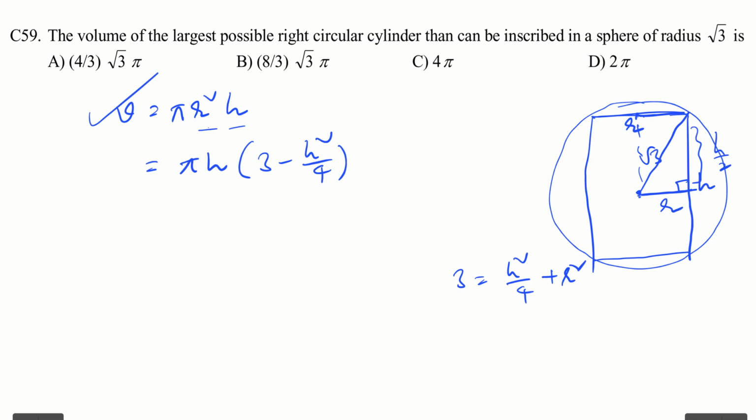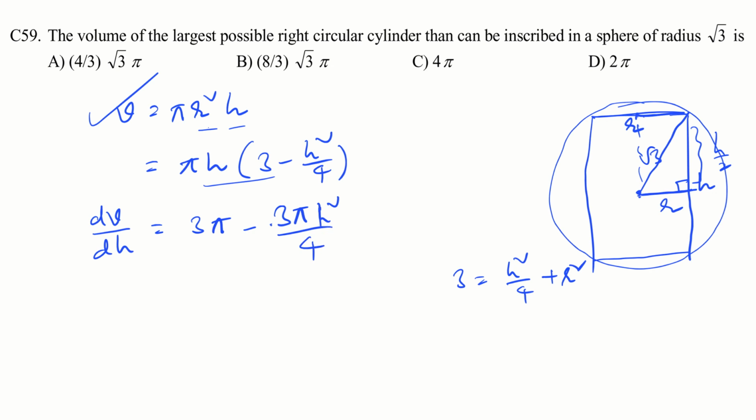And now you know what we do to maximize this one. Differentiate with respect to h. I have dv by dh is equal to, you do the way you like. I'm multiplying and then writing the derivative. I have 3 pi minus 3 pi h square by 4. Now equating this to 0, I am getting h is equal to 2. So using h is equal to 2 over here, I have r square is equal to 3 minus 1, that is 2, I am getting.